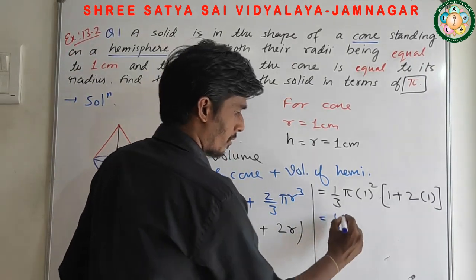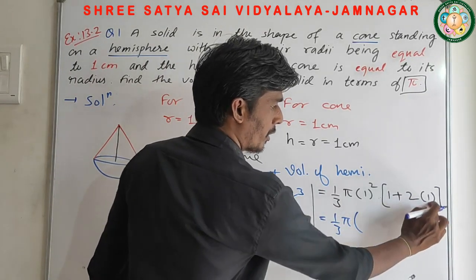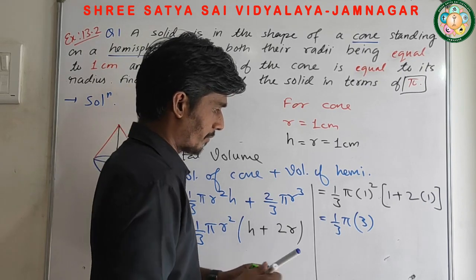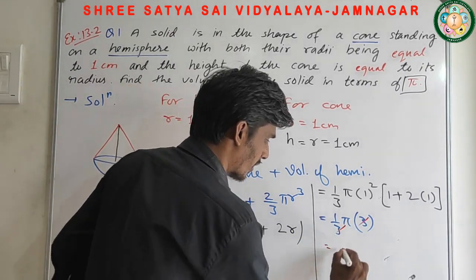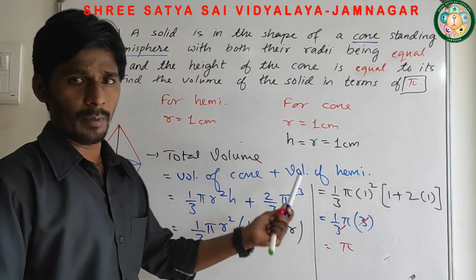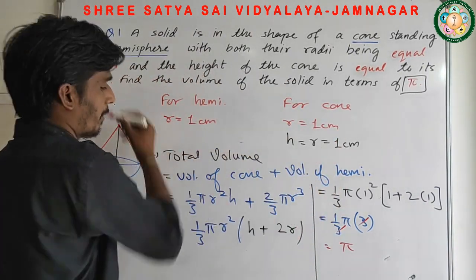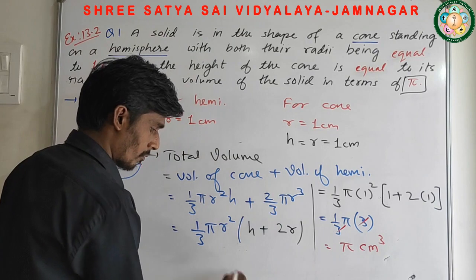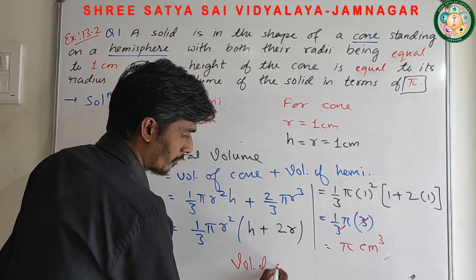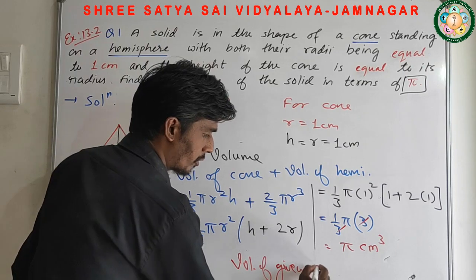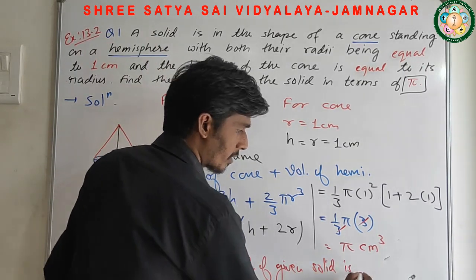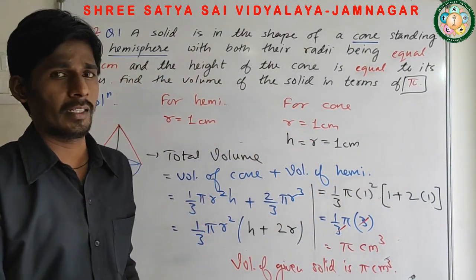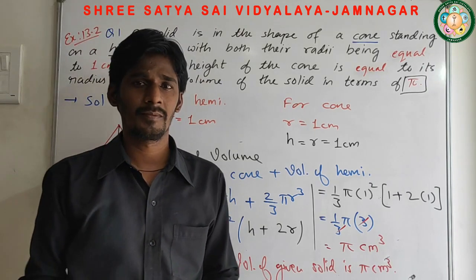Now 1 by 3 pi as it is, 1, 2 into 1 is 2, 2 plus 1, it's 3. So definitely this 3 and 3 get cancelled. So what is the answer? It's pi. As it's a sum of volume, its unit is what here? Given centimeter. So it's pi centimeter cube. So we can say that volume of given solid is pi centimeter cube. This is the way we can solve question number 1 of 13.2.